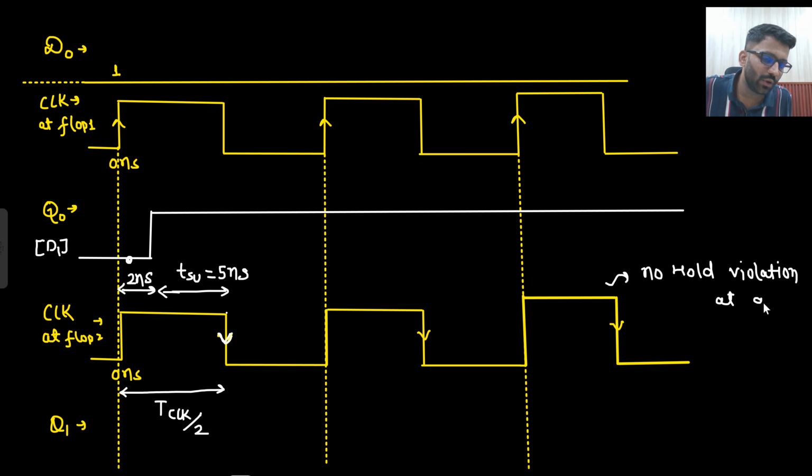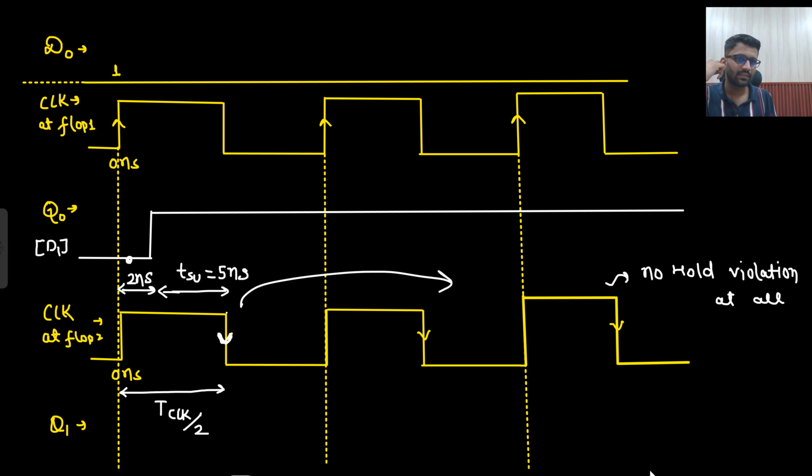Why is there no hold violation at all? Because it is negatively edge triggered, and at the negative edge, if it is looking ahead, what does it see? It sees that the data is always stable. So there is no hold violation at all, right?